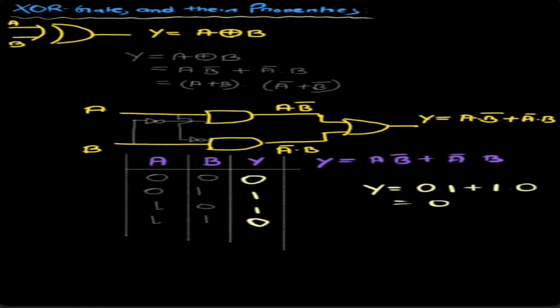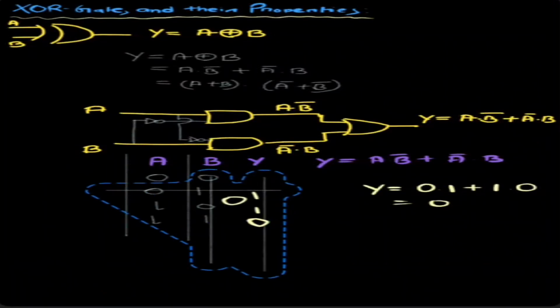It is an odd number of ones. See, here is an odd number of ones, here is also an odd number of ones. We get high outputs. Also when we have an even number of ones, we get low outputs. Now this property can be called the odd ones detector.